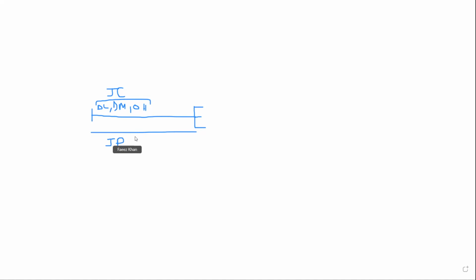What just happened to my pen? I don't know what happened to my pen.